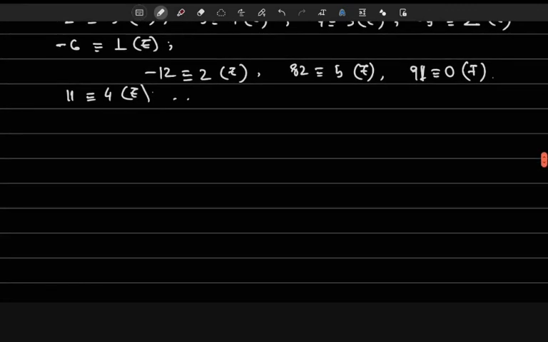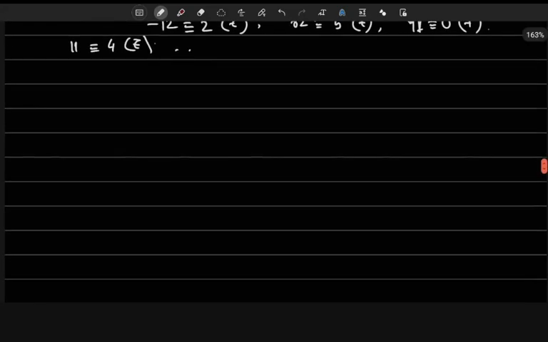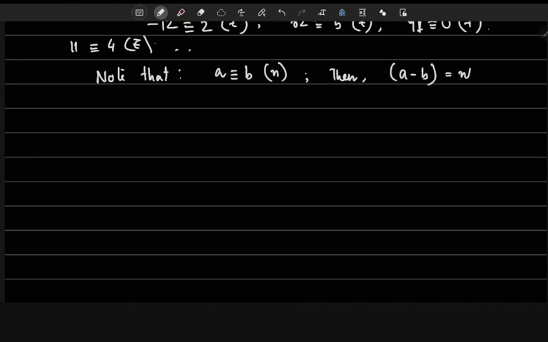Another example, or maybe you can say a note or observation: note that if a is congruent to b mod n, then what can we write? By definition, a minus b is equal to some nk, that is, a is equal to nk plus b. That means whenever I have this a, I can write it as some nk plus b. That means a congruent to b implies that if I divide a by n, I will get a remainder that is equal to b.